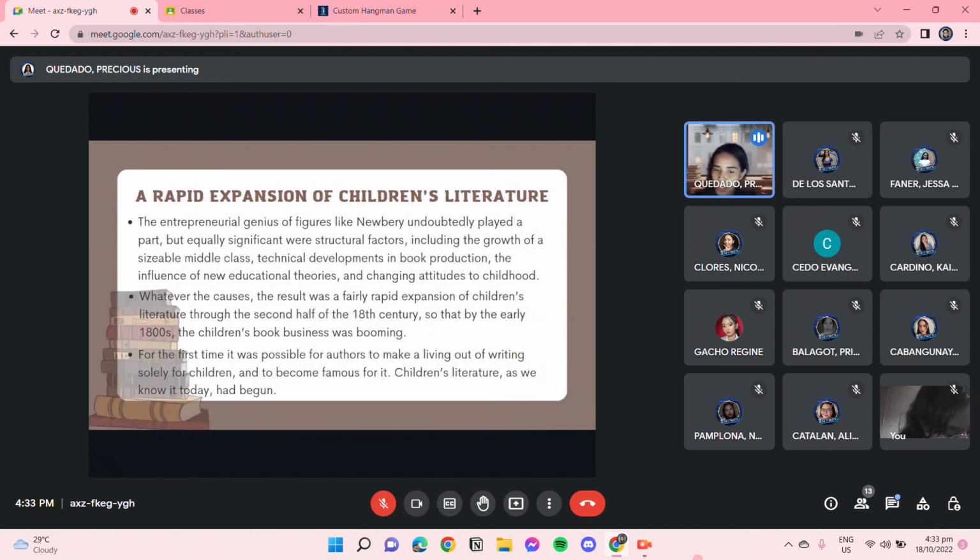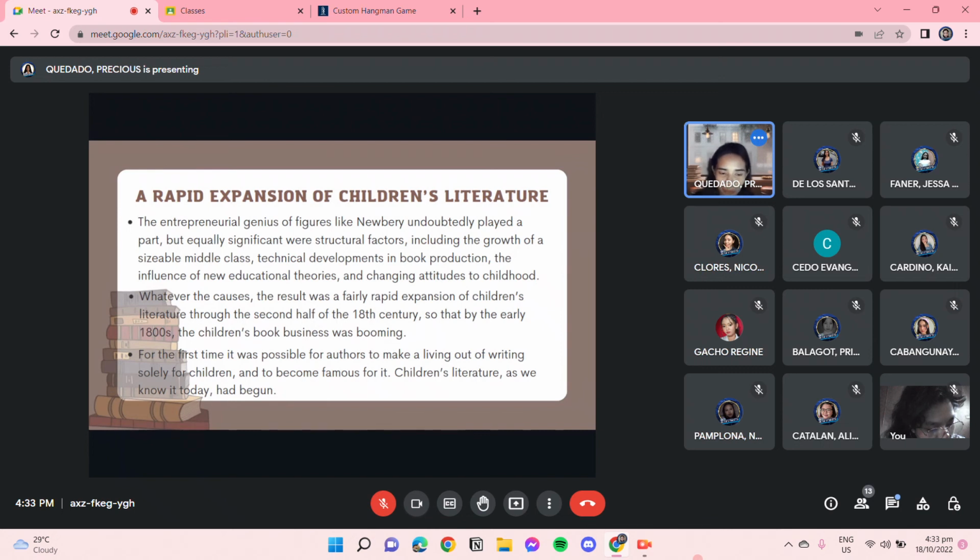So for the rapid expansion of children's literature, there's not really a good explanation. There is no reason why children's literature became so rapidly expanded. It's no reason at all. So maybe it's because of Newbery and how he pioneered the commercialization of the picture books or the children's books.